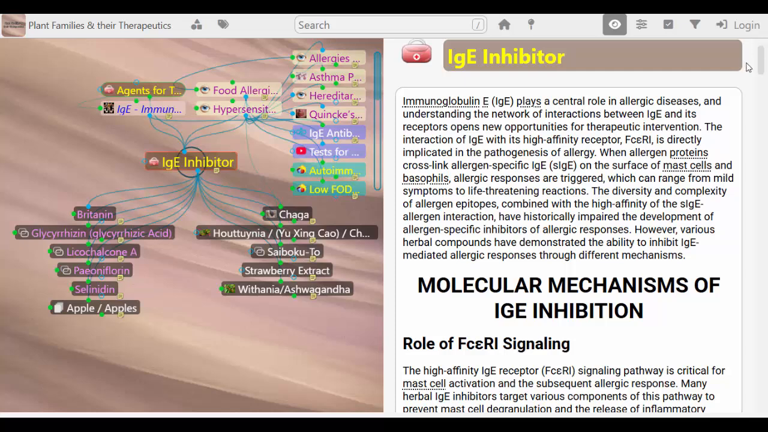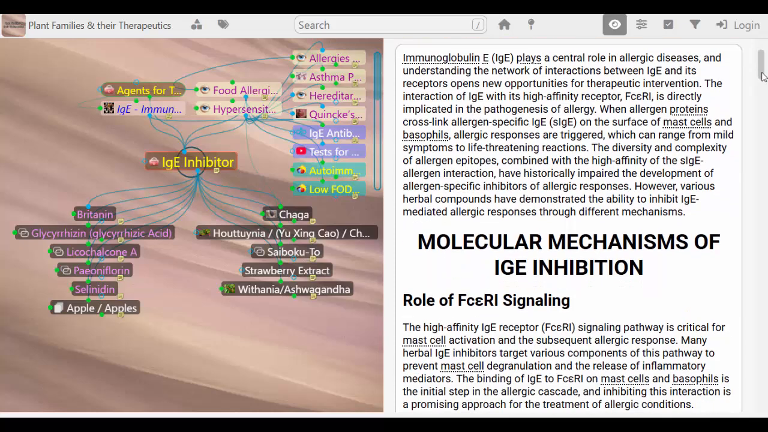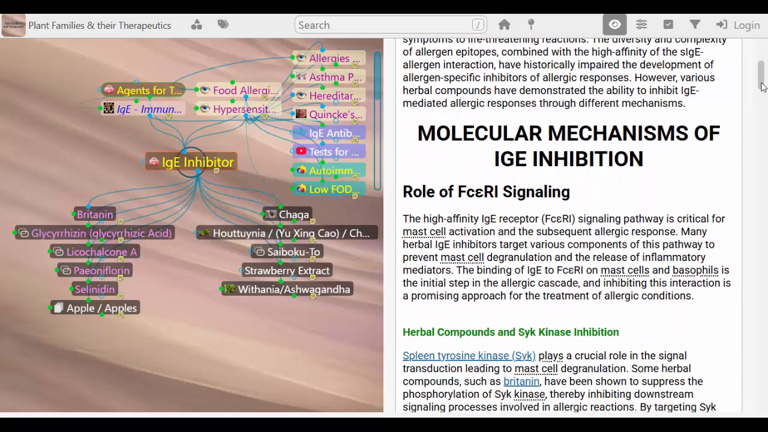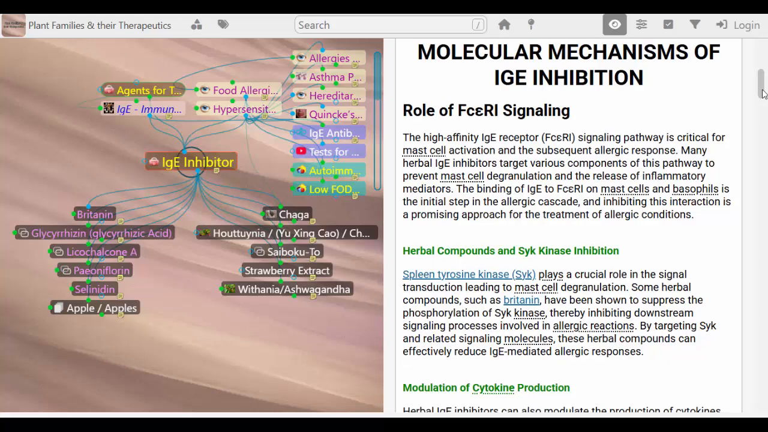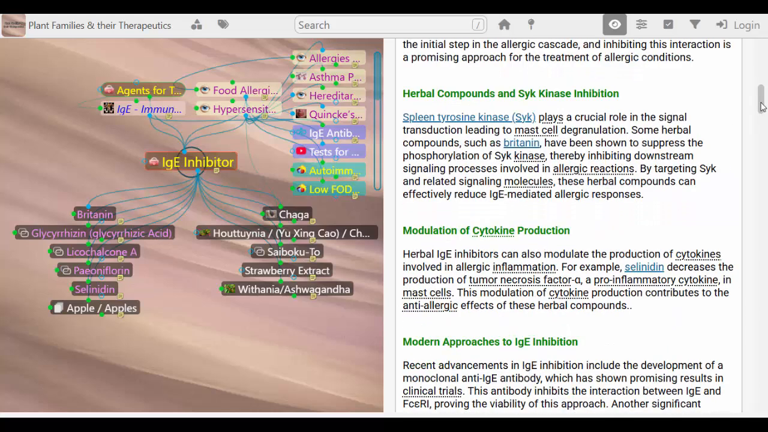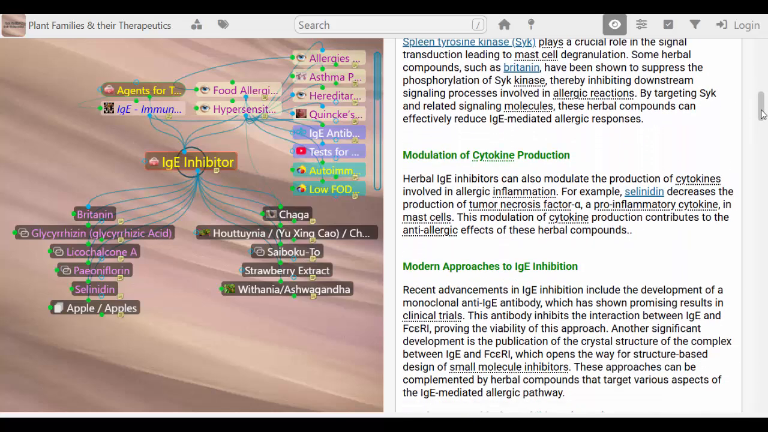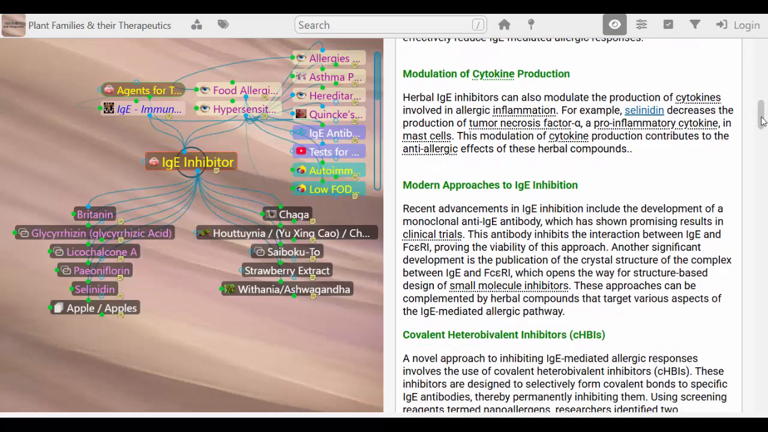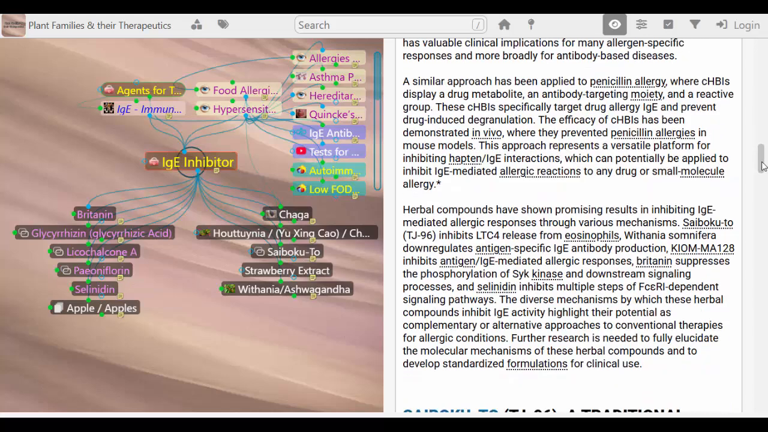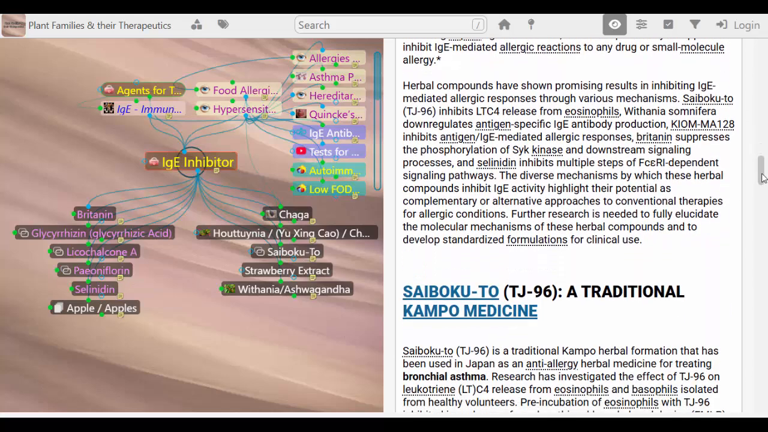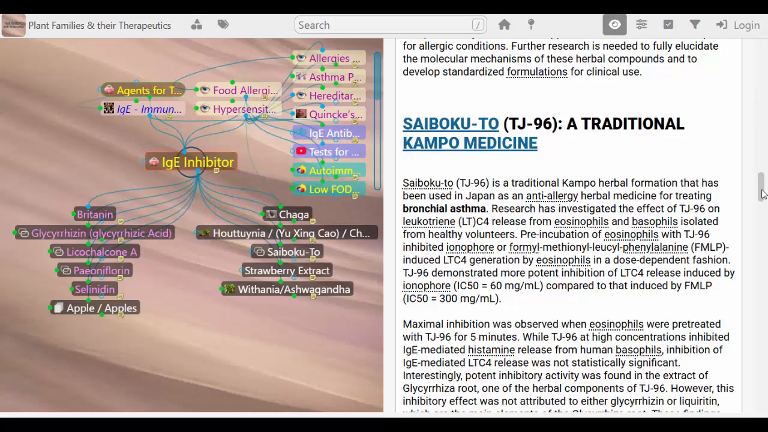I'm not going to go through all of this. You guys can come and dig into it if you want to know more, but some of the molecular mechanisms behind inhibiting IgE involve the role of that FcεRI signaling pathway, this kinase inhibition. Herbs can modulate the cytokine production, and I'm just going to scroll down to some of the herbs that have been found effective as immunoglobulin inhibitors.